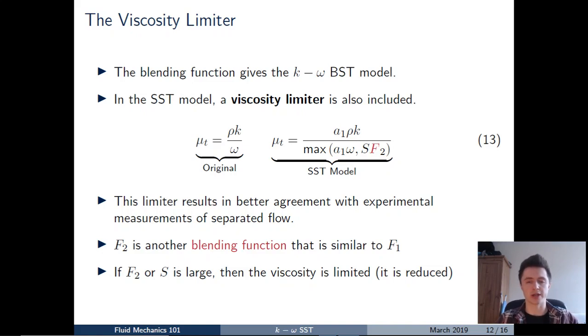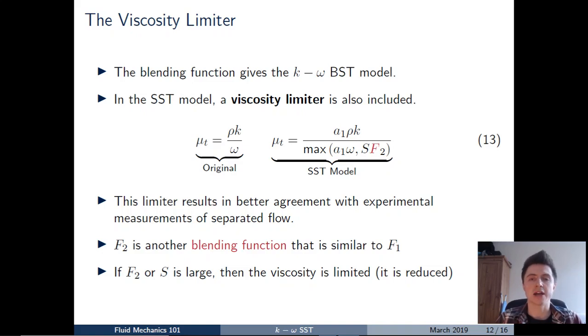And if we take a minute to look at equation 13, we've got that max limiter on the bottom, and equation 13 will reduce back to the original form if S and F2 are small. So we reduce back to the original viscosity, and that will be far away from the wall. We have our original turbulent viscosity.